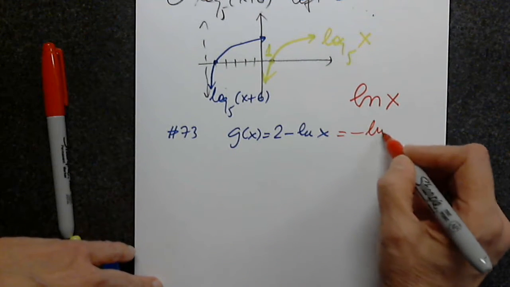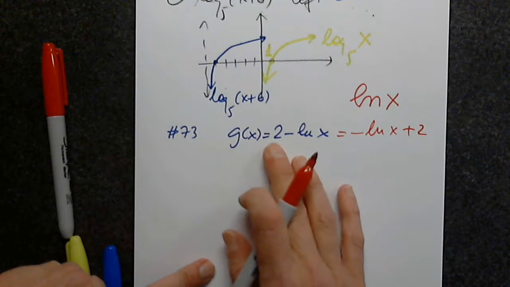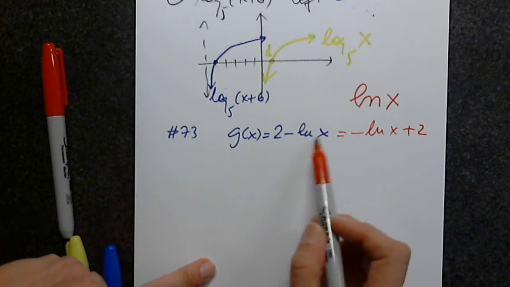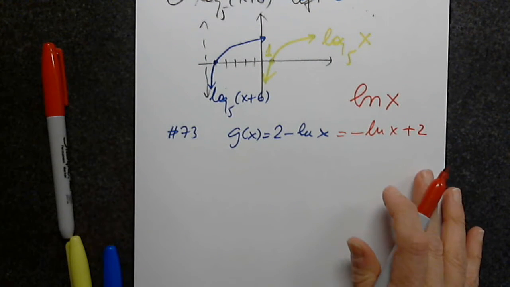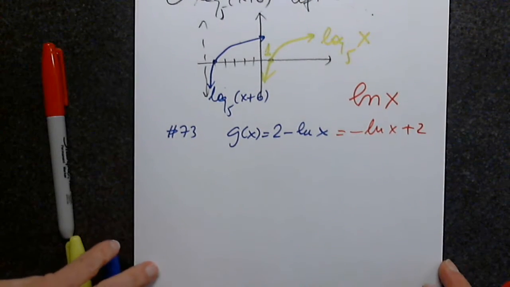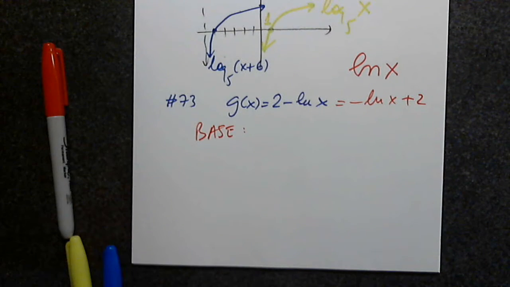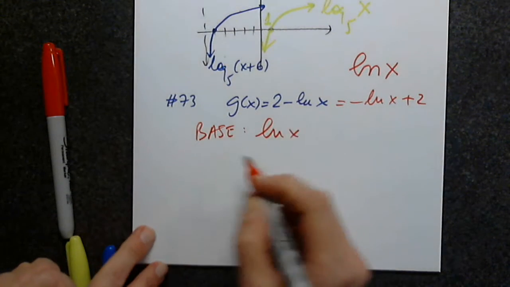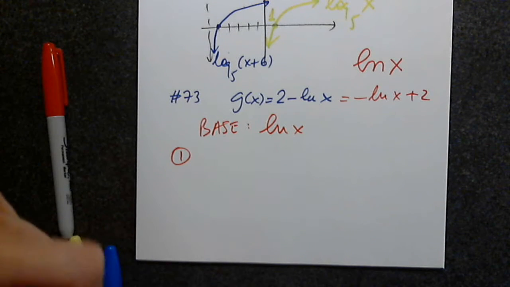Obviously, negative ln x plus 2. Yeah, so the quantity with the variable is always first, and then the free term is always last, because it's easier to identify the transformations, not because it's required at this moment in time. Okay, can anyone give us the base function? Of course, ln x. The first transformation on ln x, or natural log x.